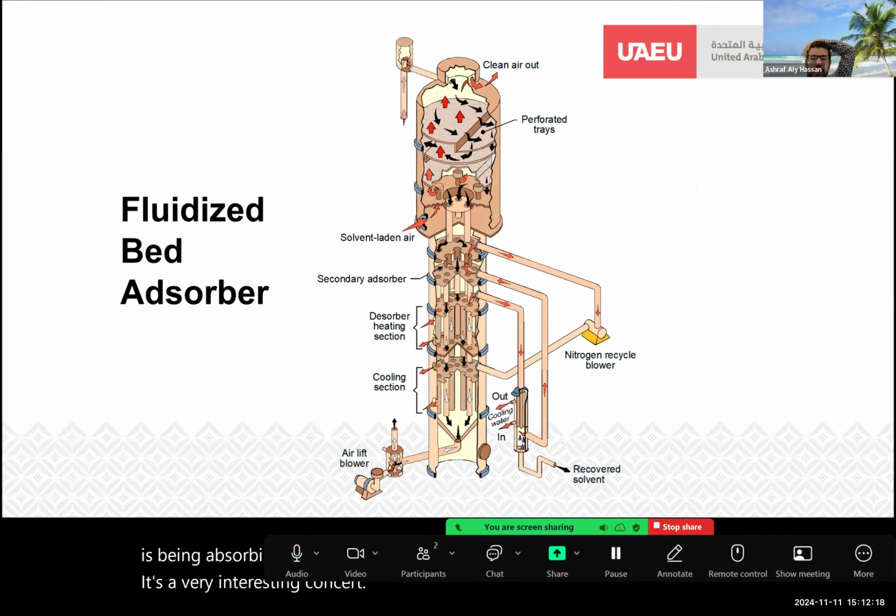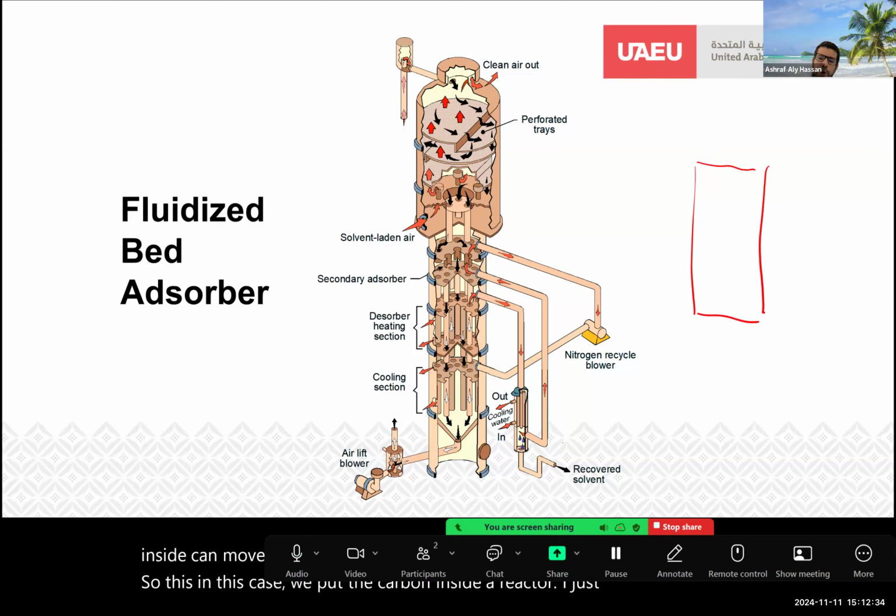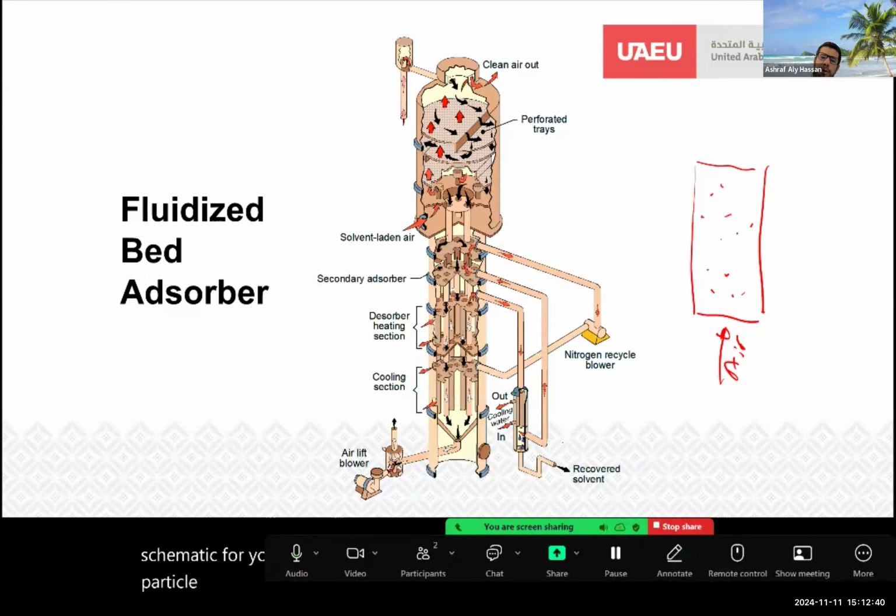Fluidized bed adsorber. In this one, fluidized bed means that the fluid inside can move everywhere. In this case, we put the carbon inside a reactor. I just want to do the schematic for you. And then we have the air coming here. And because these are particles, they keep flying inside.